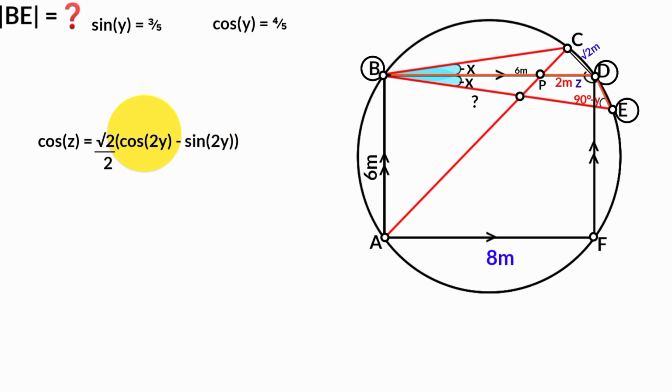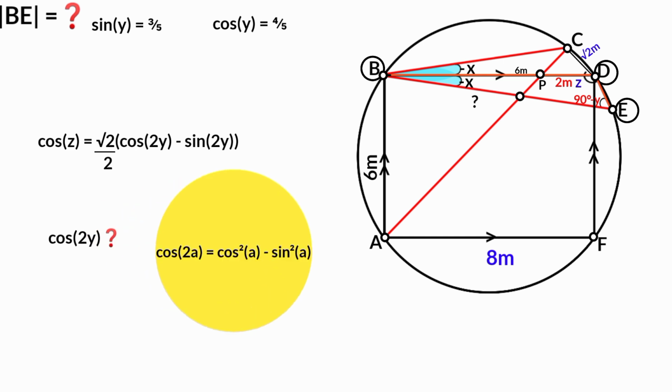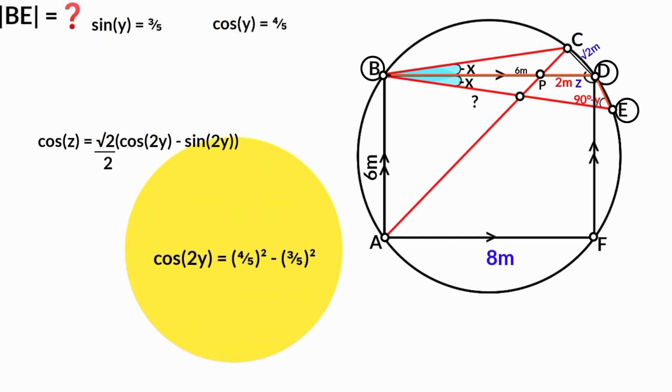Now if we take this cos 2y, once again from trigonometry, there is a double angle identity that cos 2a is cos squared a minus sin squared a. Let a equal y. Substitute here now: cos 2y equals cos squared y minus sin squared y. Recall here, we calculated cos y equal to 4 over 5 and sin y equal to 3 over 5. Substitute here: cos 2y equals (4 over 5) all squared minus (3 over 5) all squared.